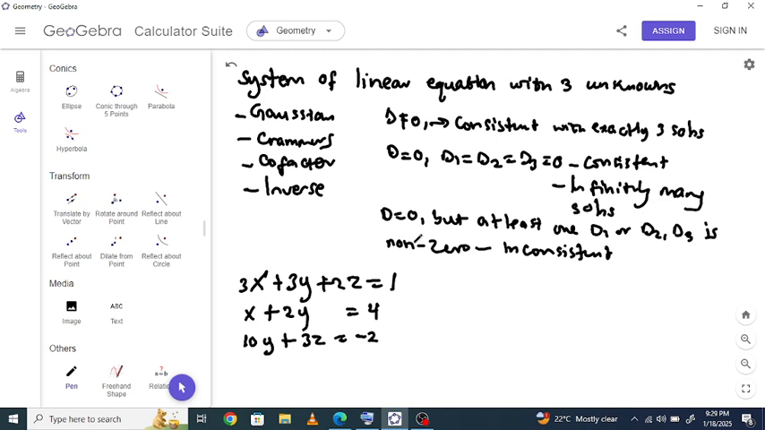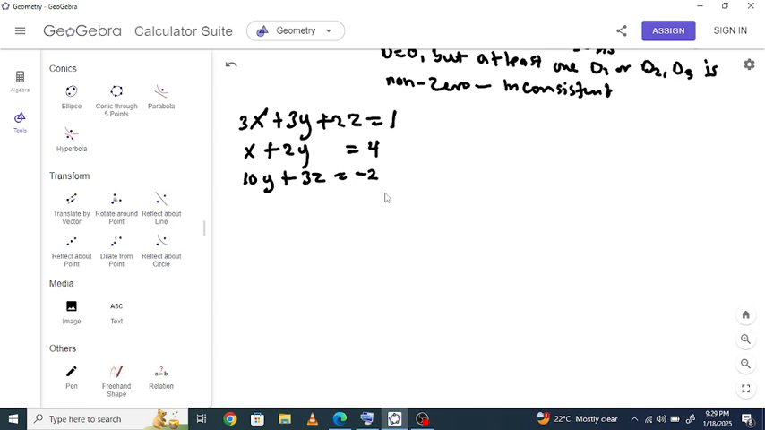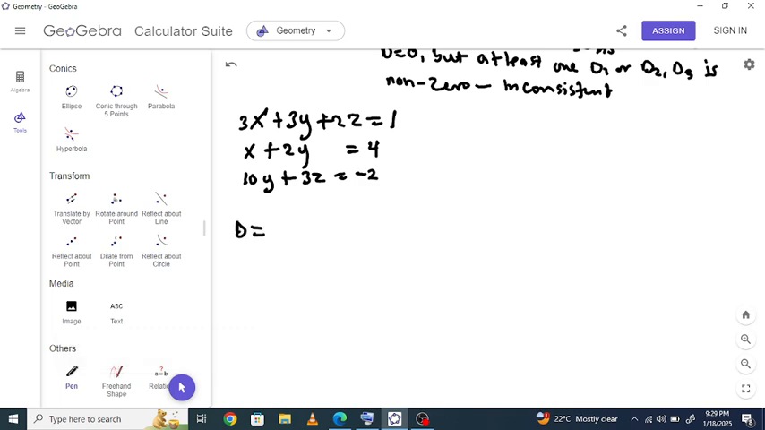The first thing we do here is check for the consistency of the equations. Is it consistent? If it's consistent, does it have infinitely many solutions or exactly one solution? So we have D is equal to, and in this method we are applying Cramer's rule. For today we are applying Cramer's rule, and in subsequent videos we are going to apply the other rules. We have 3, 3, 2.